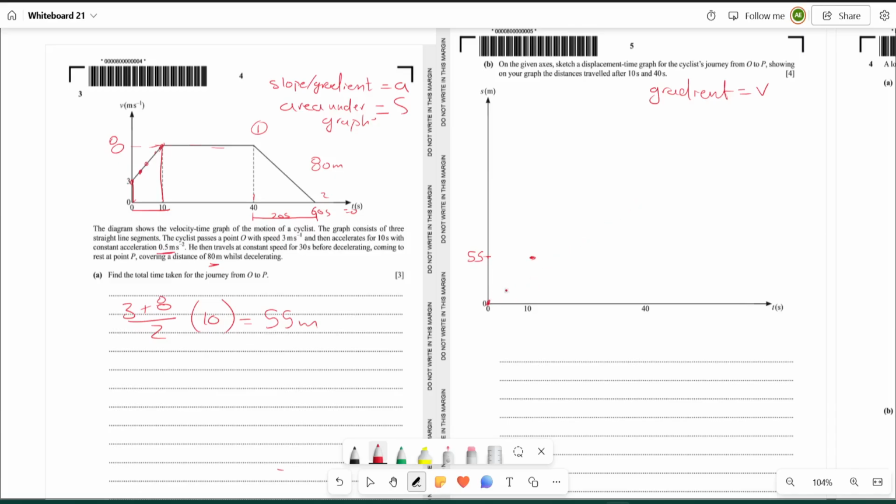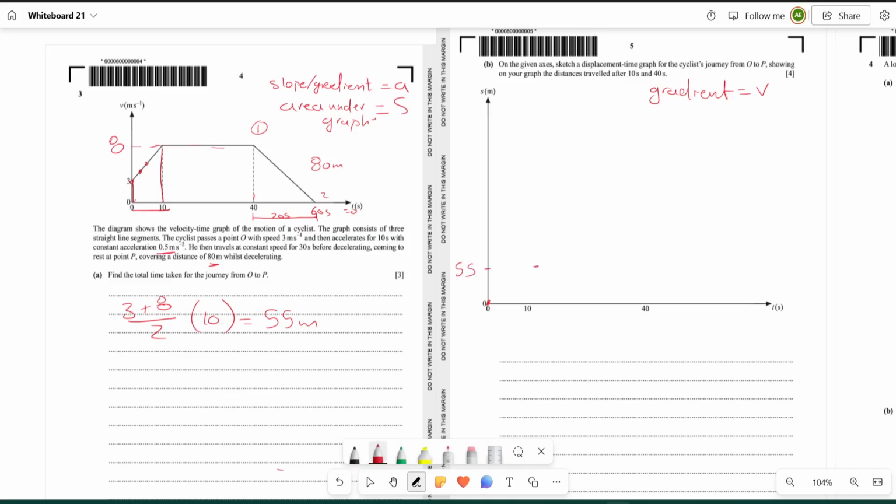Yeah? This is an increasing gradient, right? Because the gradient is the slope. The gradient here was 0. The gradient is getting steeper, steeper, steeper as we go. So this is an increasing gradient. Let me draw this a little bit down.